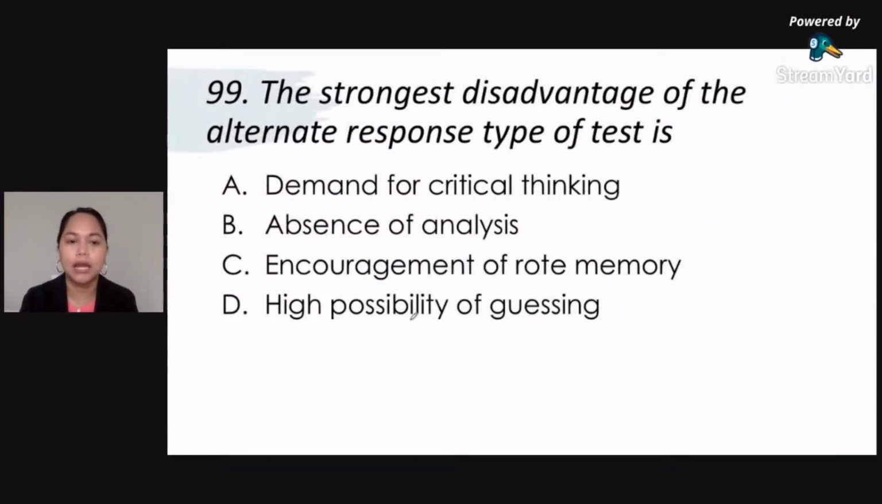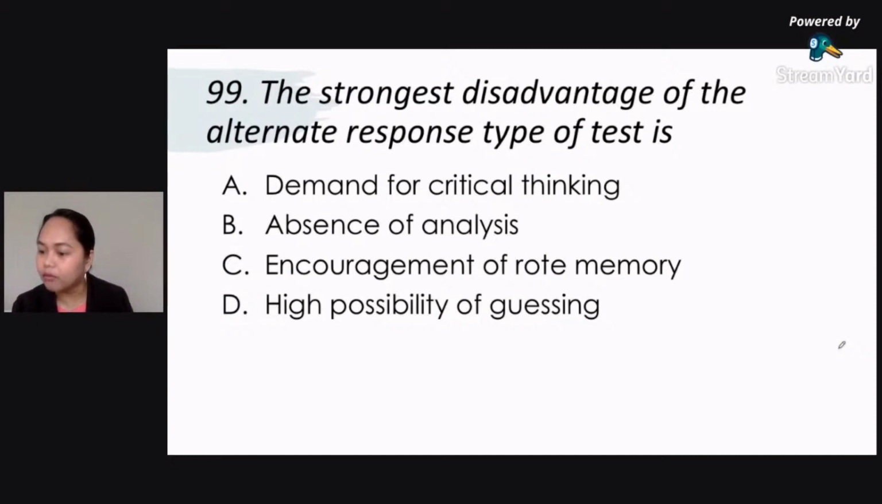Now we go to number 99. The strongest disadvantage of the alternate response type of test is letter A, demand for critical thinking. Letter B, absence of analysis. Letter C, encouragement of rote memory. Letter D, high possibility of guessing. Okay, what do you think is the strongest disadvantage of the alternate response type of test?